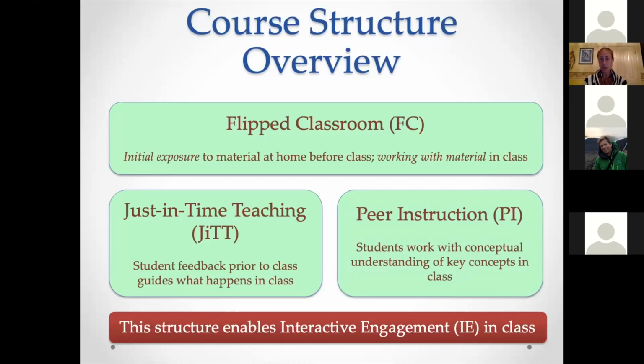Peer instruction doesn't just refer to any student collaboration. Peer instruction is a very specific teaching method developed by Eric Mazur at Harvard University for helping students to work with conceptual understanding of key concepts in a classroom setting. And I'll show how that works more specifically in class.